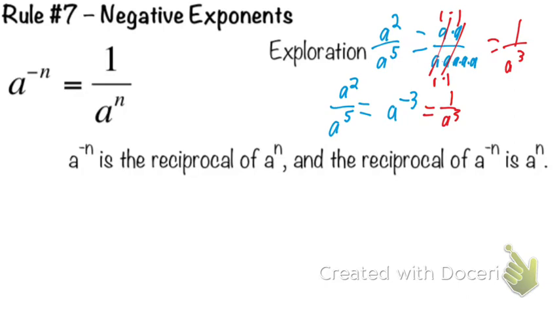And this a to the negative third is secretly over a 1 right now, right? Is that secretly over a 1?